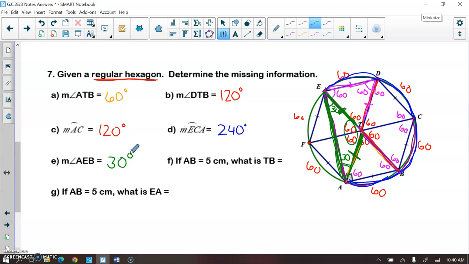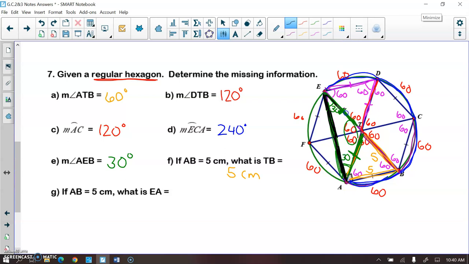Now, if AB is 5 centimeters, what is TB? Well, again, we talked about these being equilateral triangles, so TB would also be 5 centimeters. And now they're asking if AB is 5 centimeters, what is EA? So EA is this that I'm highlighting in black right now.